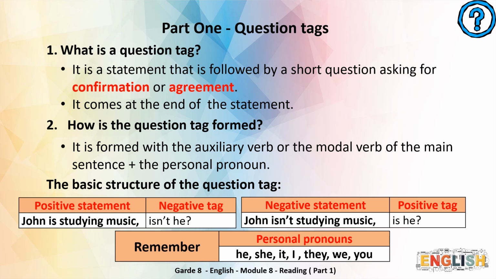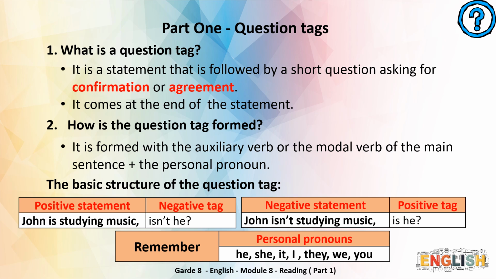You might ask, how is the question tag formed? Okay, it is formed with the auxiliary verb or the modal verb of the main sentence plus the personal pronoun. Look at the two tables here. To the left, we have a positive statement. When the statement is positive, like John is studying music, the tag is negative, isn't he?